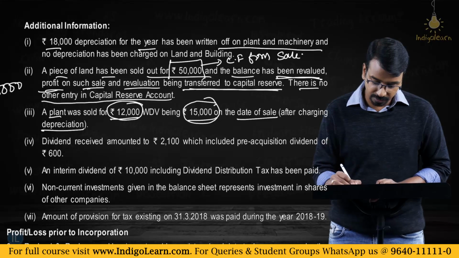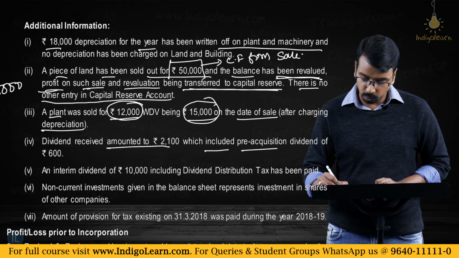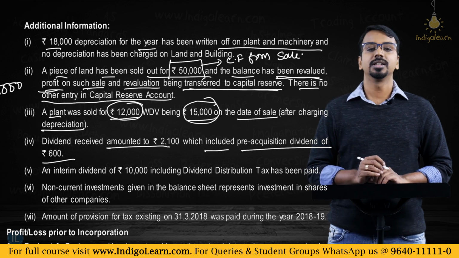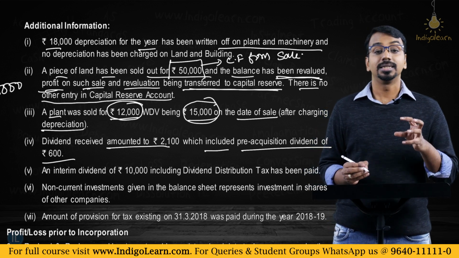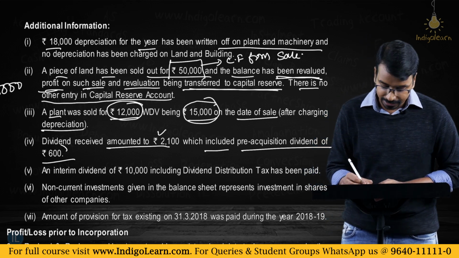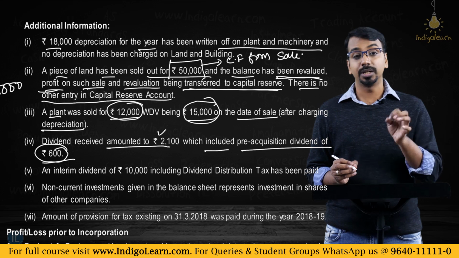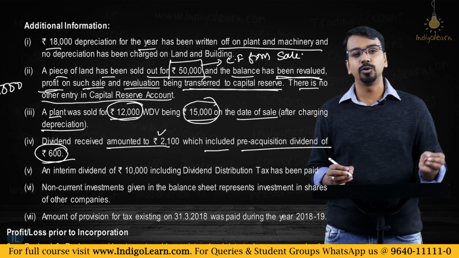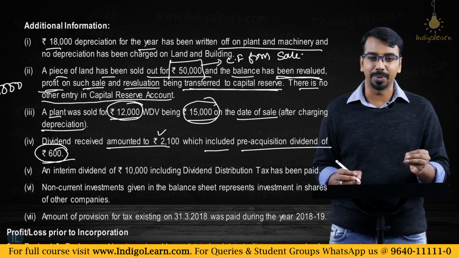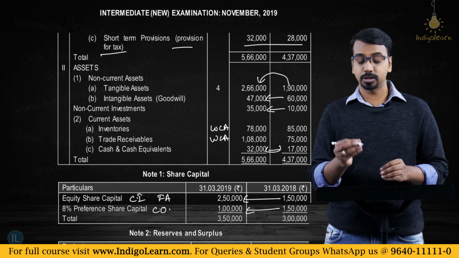Then we have an information that dividend received amounted to 2,100 which included pre-acquisition dividend of 600. What does that mean? There is some investment made, on that we received dividend of 2,100 and it includes a pre-acquisition dividend of 600. This information will be needed to figure out what is the value of fresh investments made. So now if you look at the investment account or investment balances, what is the opening balance?